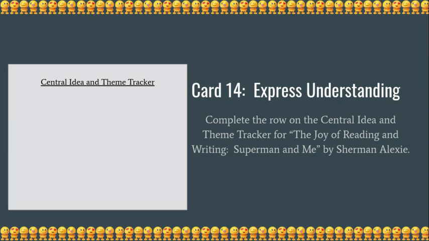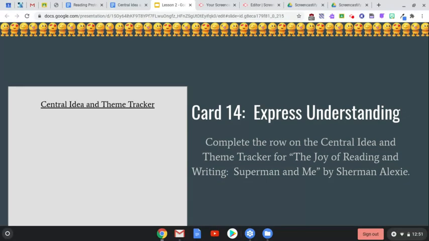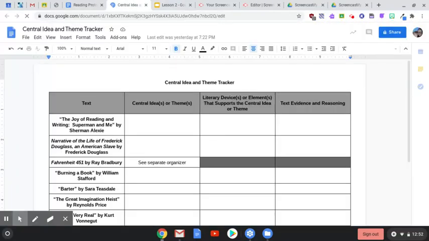Once you finish that row, I want you to turn it in to me through Google Classroom. You will have 7 minutes, and I'm going to go ahead and show you the actual document in case you haven't opened it yet. This is the central idea and theme tracker. Please fill in that first row for The Joy of Reading and Writing, Superman and Me by Sherman Alexie.